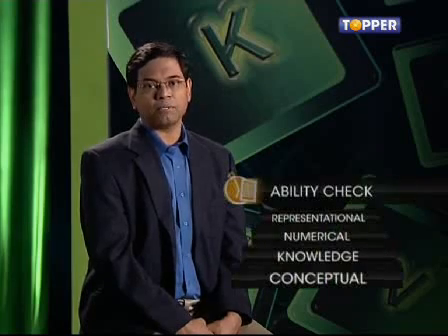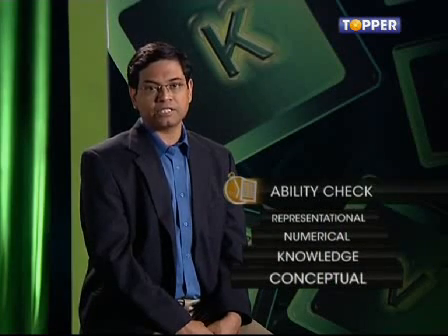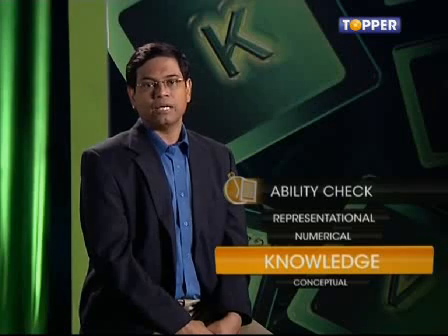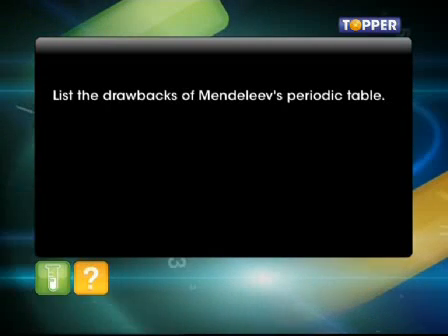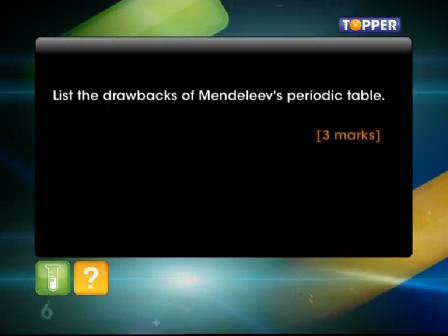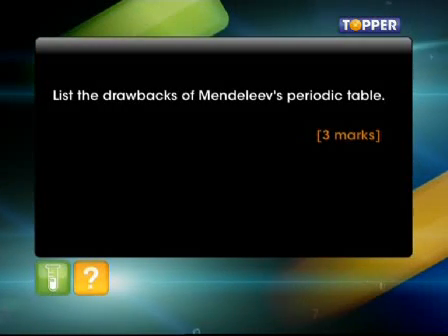And since this topic abounds with facts and historic details, the most common questions are those which test your knowledge ability. So, it would be a good idea to brush up on the names of the scientists and the laws and classification they have developed. Here is an example of the kind of question you could be asked. List the drawbacks of Mendeleev's periodic table. This is a 3-mark question of average difficulty.